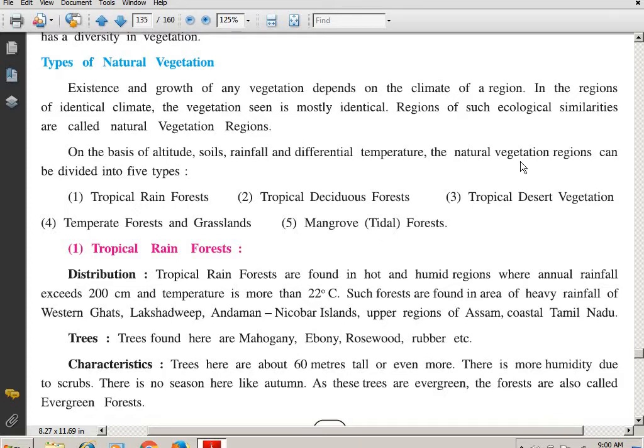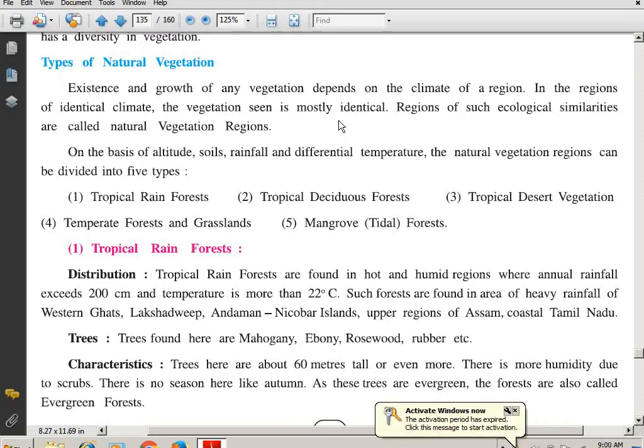Existence and growth of any vegetation depends on the climate of the region. In the regions of identical climate, the vegetation seen is mostly identical. Regions of such ecological similarities are called natural vegetation regions. So students, what is that?